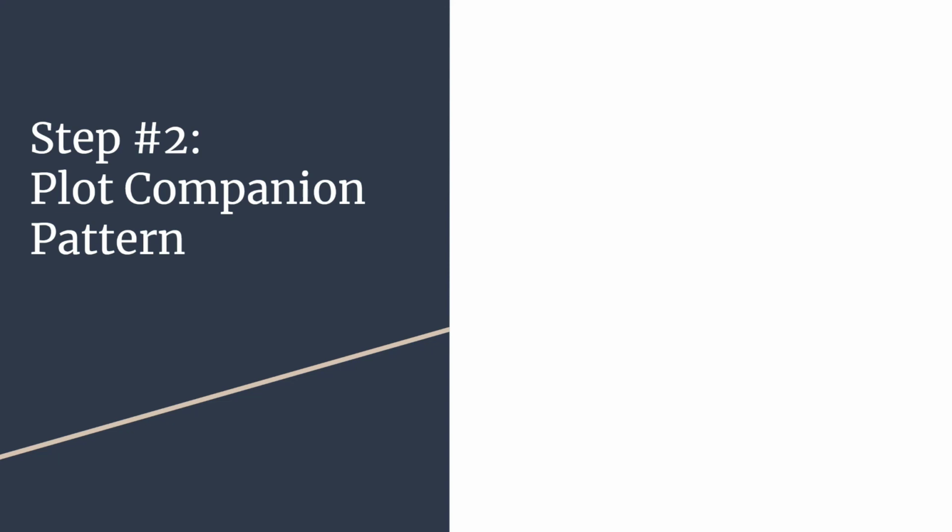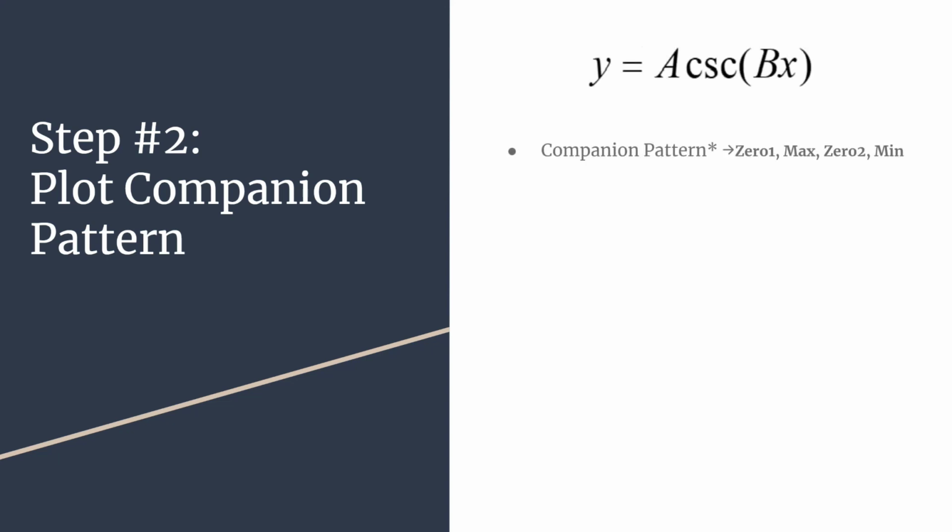So next is step 2, we'll plot our companion pattern. So we'll plot that sine graph we've really been working on. All right, the companion pattern for sine is first 0 or x-intercept, maximum, second 0, minimum. So a little bit more detail on that.